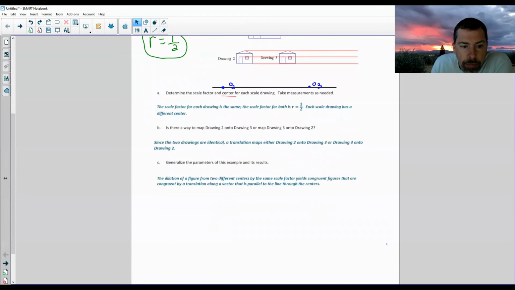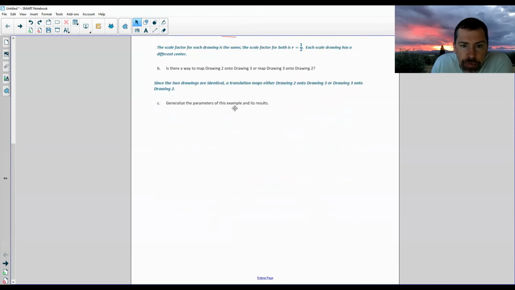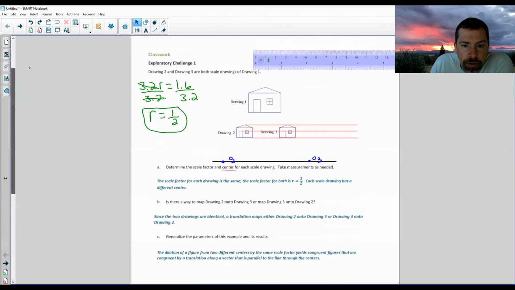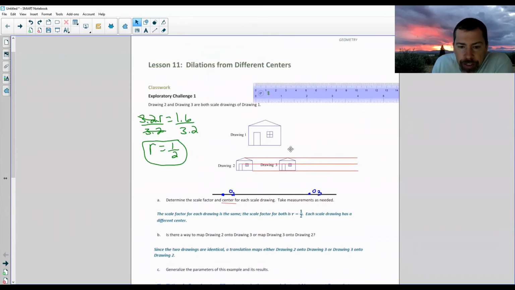Okay, part C. Generalize the parameters of this example and its result. So the dilation of a figure from two different centers by the same scale factor yields congruent figures that are congruent by translation along a vector that is parallel to the line through the center. Okay, and I had already erased those, but they were right here on this line. Parallel to the line of center. So notice that I drew these lines, these rays for part B, and you can see that all three of these red lines are parallel to the line O2 through O3. Okay.